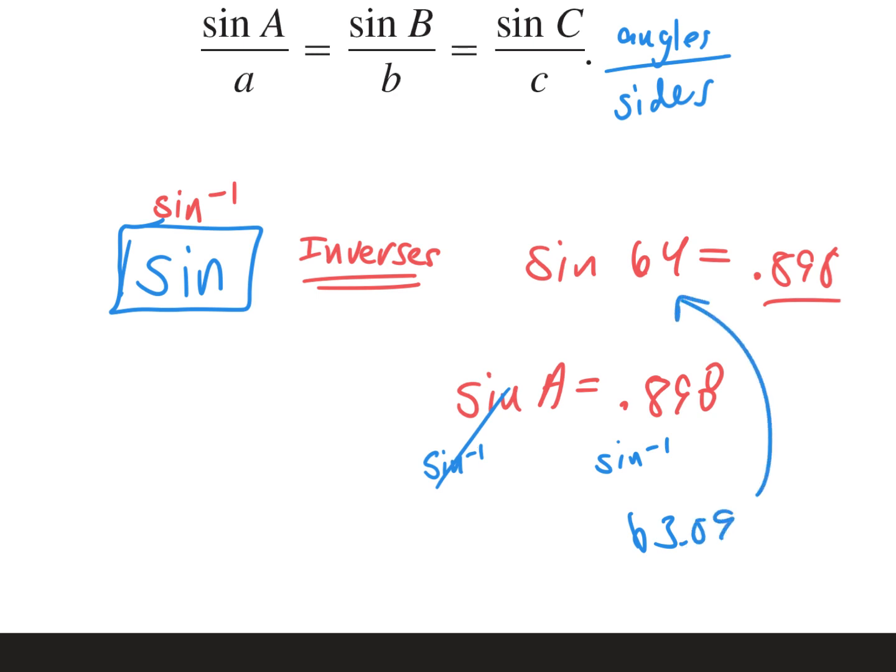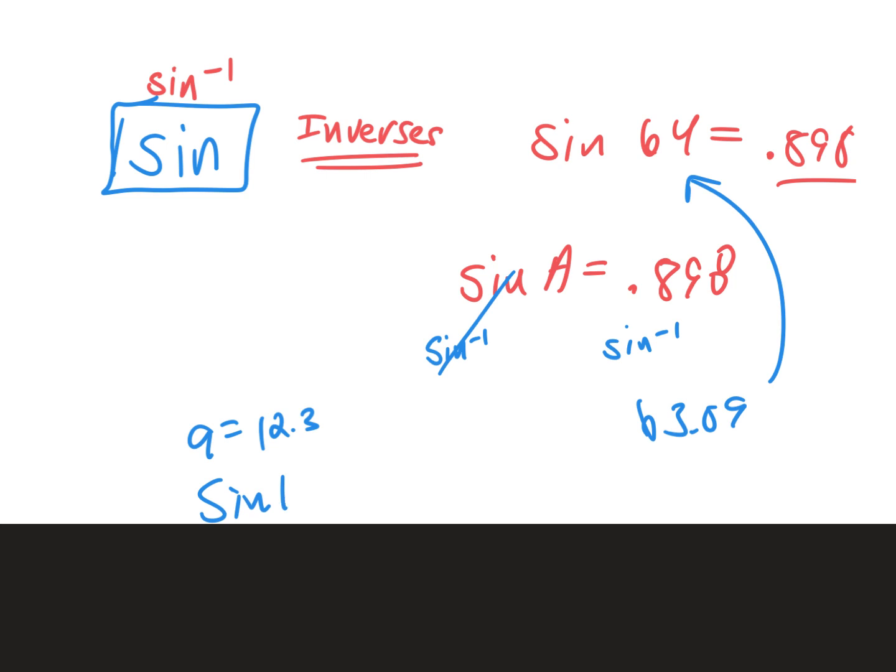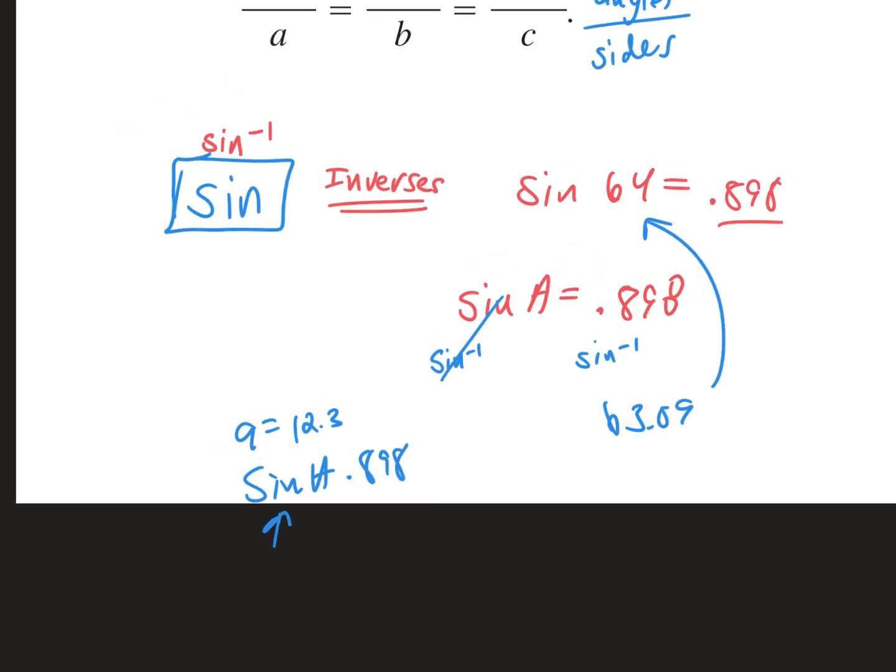So in some cases, you're going to find A equals 12.3. Or you'll find sine of A equals 0.898. And that's where you're like, oh wait, it's not the angle A, that's the sine of it. So you have to take the inverse. We'll talk about that a little more in a bit, but you're going to use that second sine button on your calculator. All right, so let's go over some examples.